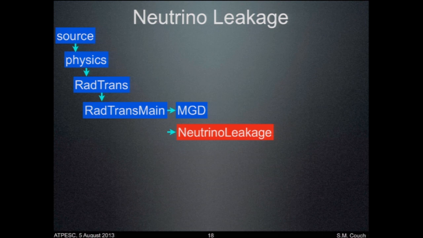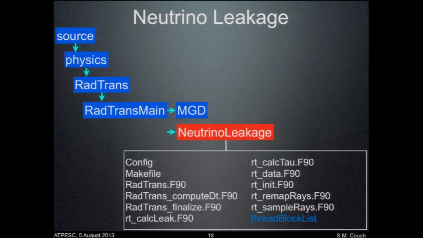So we added a neutrino leakage subunit within rad-trans main. And that contains our physics subroutines that do the calculation. Now, these capital rad-trans routines, the hooks already exist for these within the driver routine because we already have an implementation of radtrans main. So these are just overwriting those public routines with our custom routines here within Neutrino Leakage.